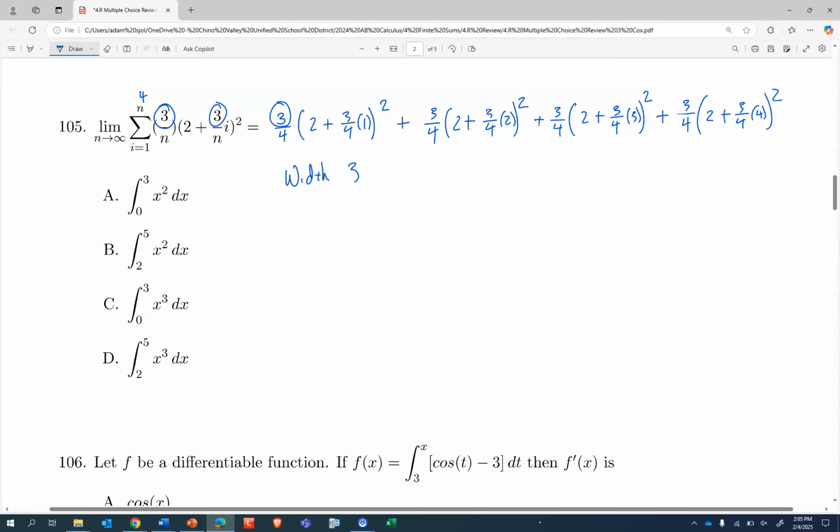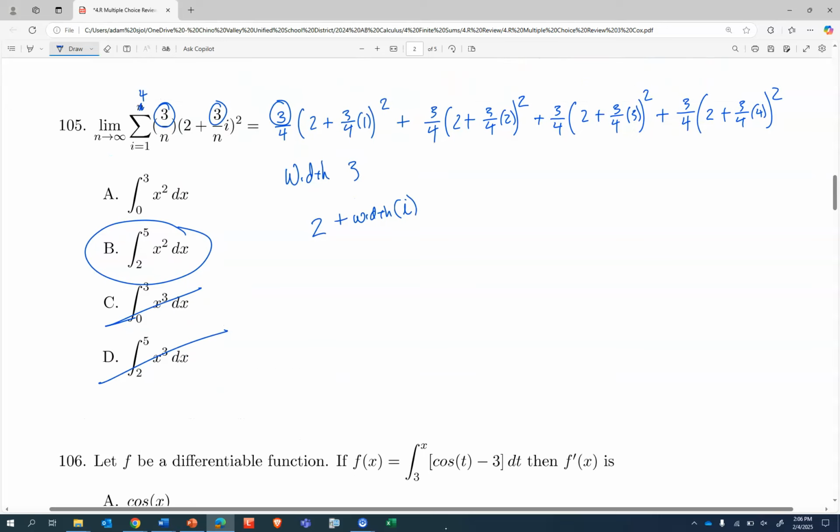Okay, what else is pretty obvious? Well, our function is a squaring function, so there's no way it's c or d. And what are the inputs? Well, the inputs are 2 plus a width some number of times, which means the lower bound is 2 and the upper bound is 5. Maybe you don't need to write out all that terms, but if you're in my class, it makes a whole lot more sense if we do it in a finite way and then just pretend. Okay.